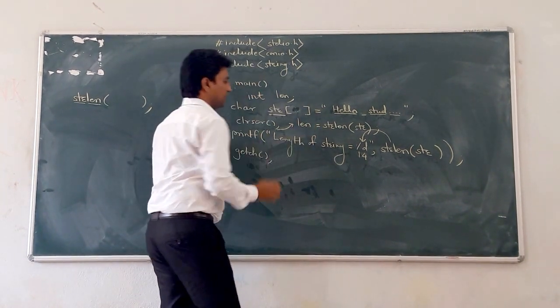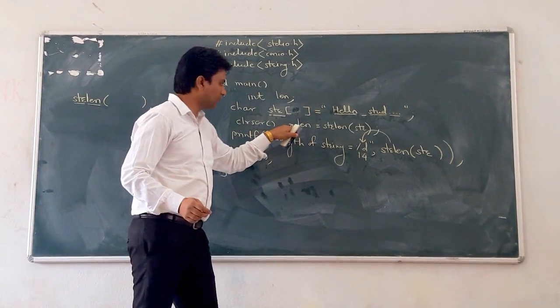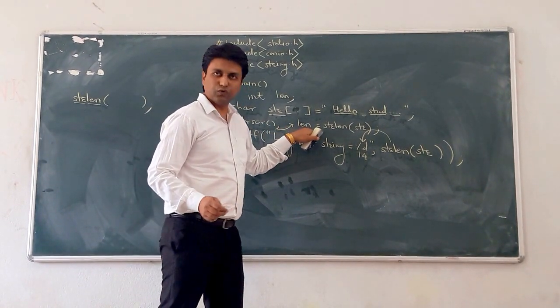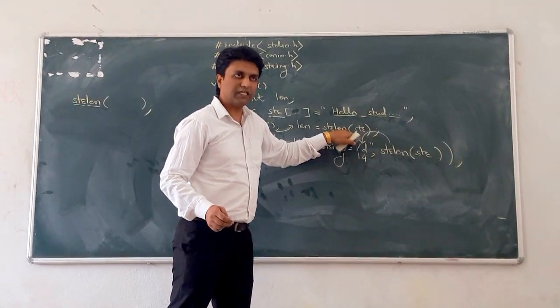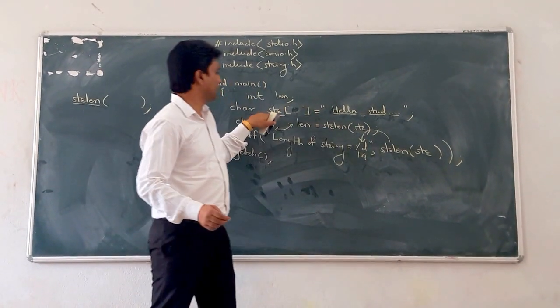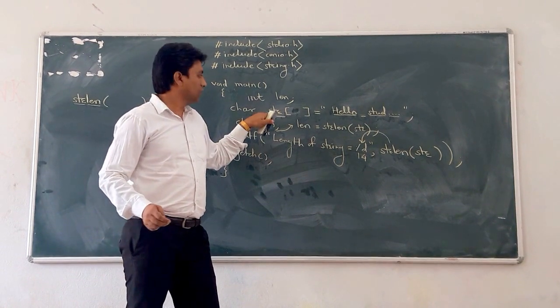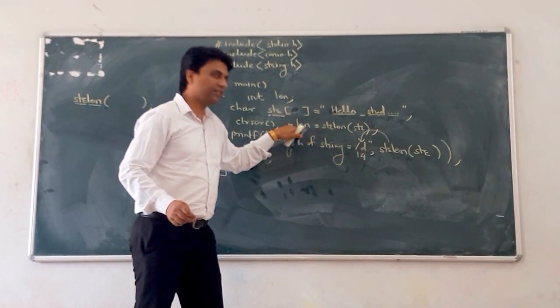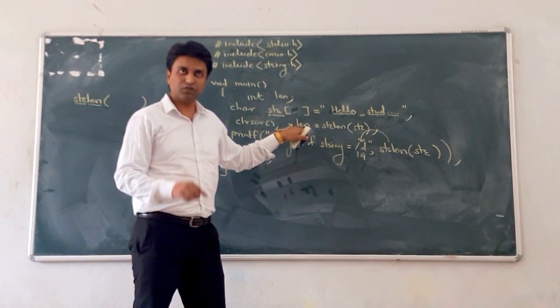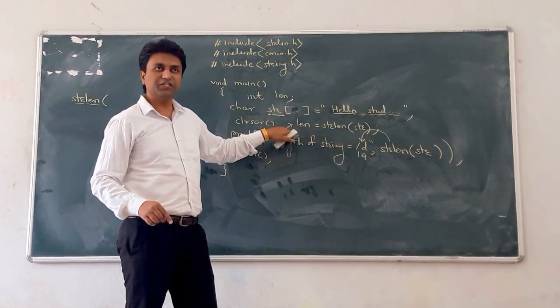So write this statement. After clear screen, what you have to write? len is equal to strlen. Call the function strlen and pass the string name. The string length is calculated by this function and it returns the length, which is an integer. So the catching variable is also an integer type.